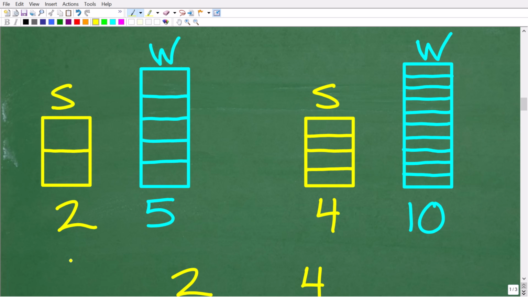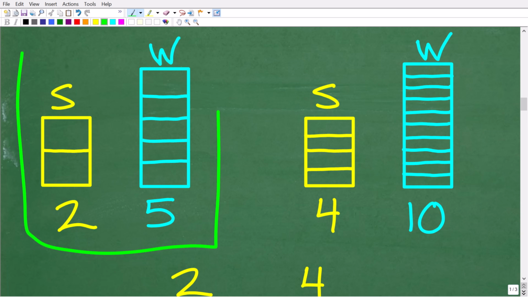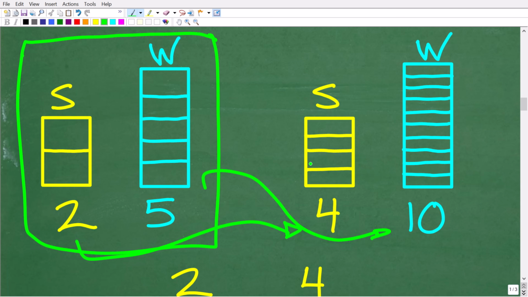Our recipe is telling us to use 2 parts of sugar to 5 parts of water. So something like this. Now let's suppose we increase our parts of sugar to 4. Well, that means we have to increase our parts of water to 10, right? So we're just going to double the amount of sugar and double the amount of water. Okay, so now we have 4 parts of sugar to 10 parts of water.